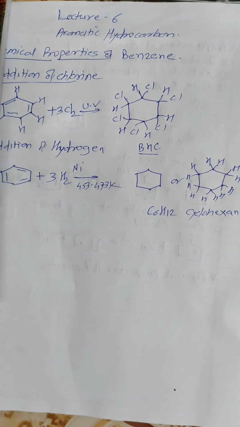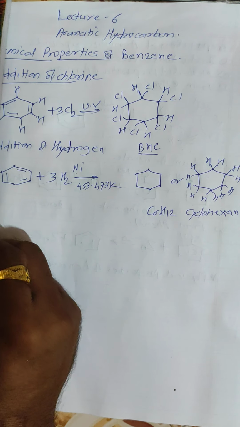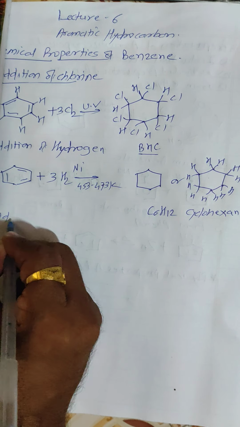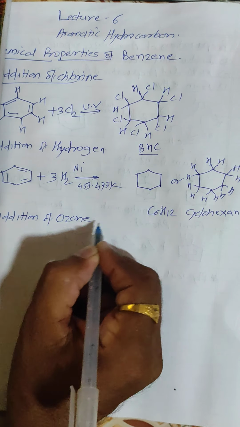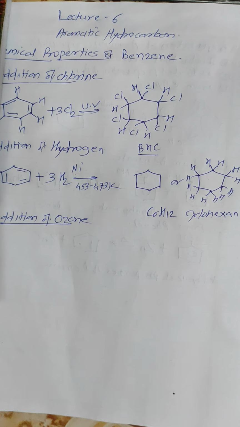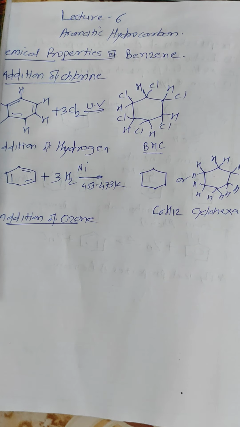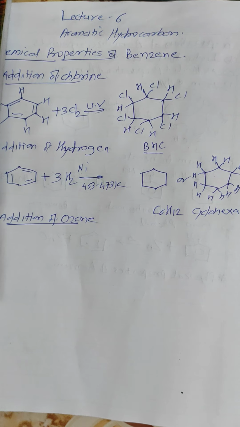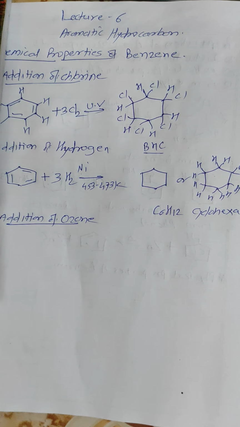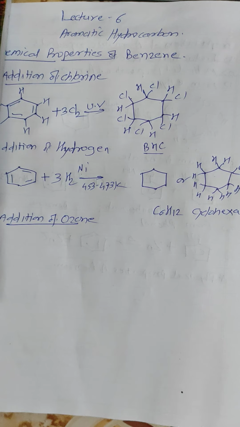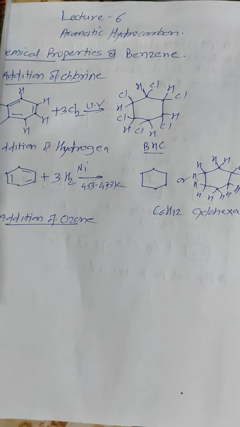Now the third reaction, that is addition of ozone. Benzene adds 3 molecules of ozone to form benzene triozonide. When benzene is treated with ozone in the presence of an inert solvent like carbon tetrachloride, benzene triozonide is formed, which is then decomposed by zinc dust and water to give a glycol.